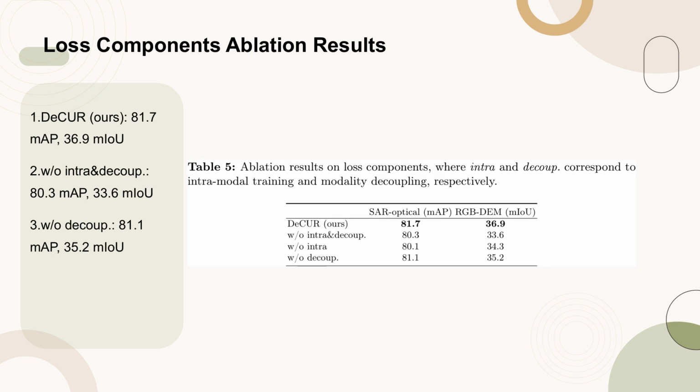Table 5 presents the ablation results on the loss components of the DeCUR model, focusing on intramodal training and modality decoupling. The DeCUR model, which includes both intramodal training and modality decoupling, achieves the highest performance with 81.7% MAP and 36.9% MIOU. When neither intramodal nor modality-unique information is learned, without intra and DeCUR, the performance significantly degrades to 80.3% MAP and 33.6% MIOU. Conversely, when intramodal training is included but modality decoupling is excluded, without DeCUR, the model's performance improves to 81.1% MAP and 35.2% MIOU, indicating the complementary benefits of intramodal representations. These results underscore the effectiveness of the total DeCUR loss in enhancing model performance.